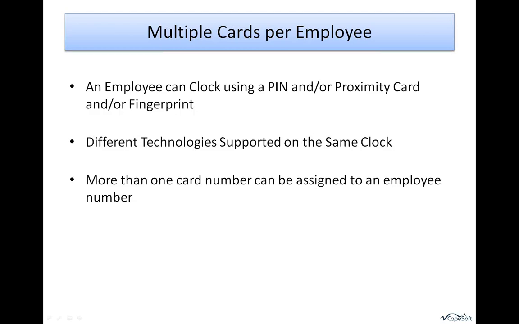Okay, one main feature of the CS time clock is that you can use multiple cards per employee. For those of you who are familiar with the older Cape clocks, you can only have one card per employee. This clock allows you to add a PIN number and a proximity card for an employee, and you can have multiples for each employee. As you can see with the 3370, which I showed you before, you can also have fingerprint technology on the clock, and the fingerprint is basically assigned to a card number on the clock.